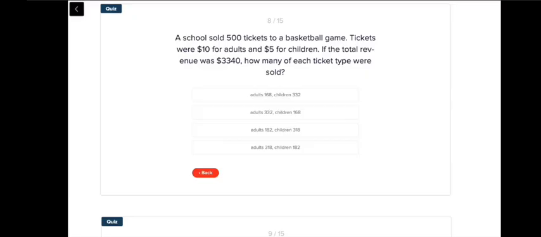In this problem, it states, a school sold 500 tickets to a basketball game. Tickets were $10 for adults and $5 for children. If the total revenue was $3,340, how many of each ticket type were sold?